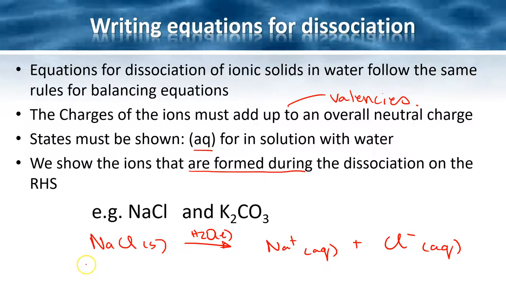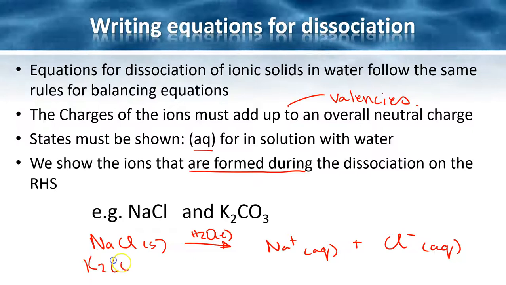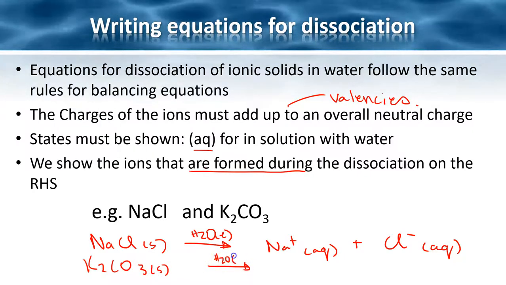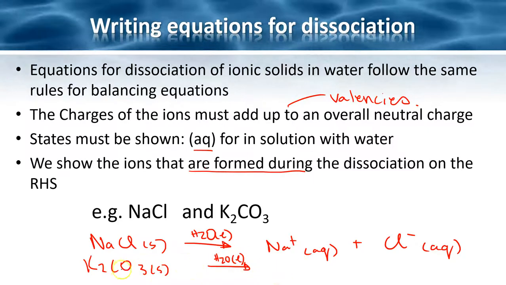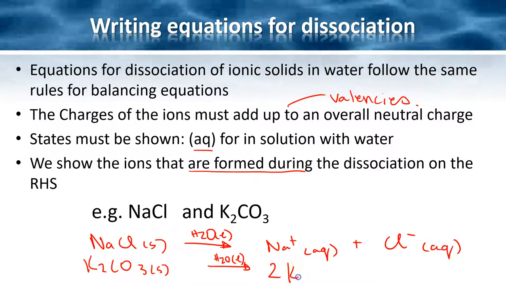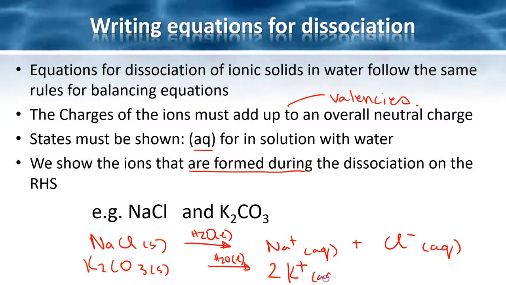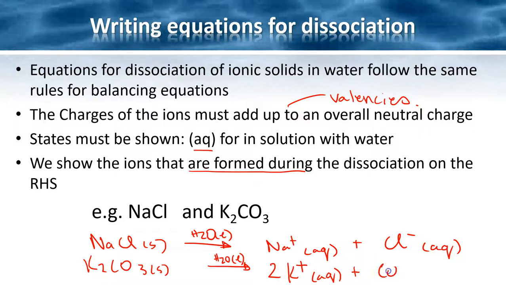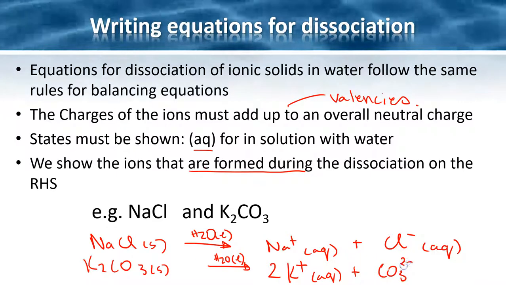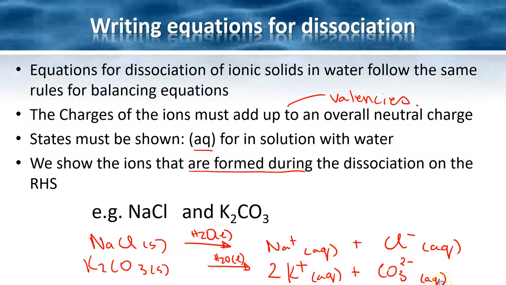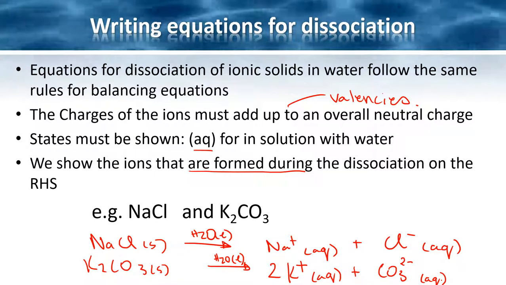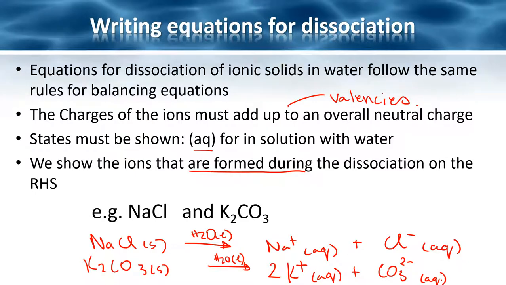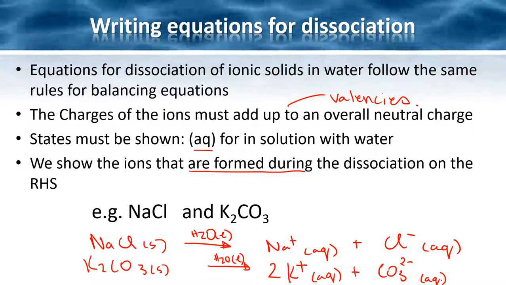Okay, hopefully you have written this up. We have K2CO3 as a solid, water above the arrow. Okay, we're going to get 2 lots of potassium. It's a group 1 metal, so it will be plus, and it will be aqueous, plus CO3, and carbonate has a charge of 2 minus, aqueous, and that gives us our dissociation equation for the dissociation of potassium carbonate to form a potassium carbonate solution in water.